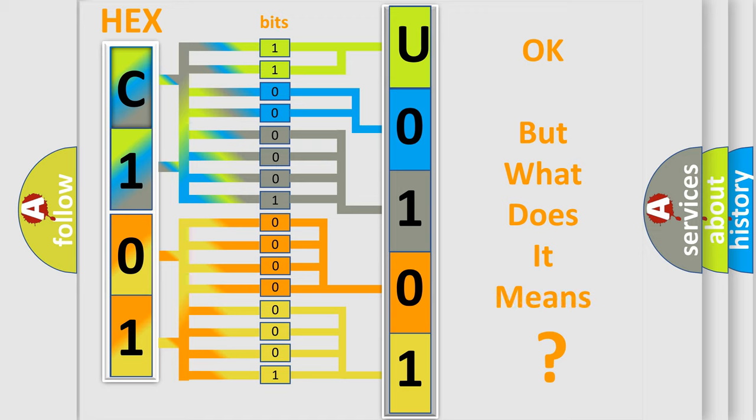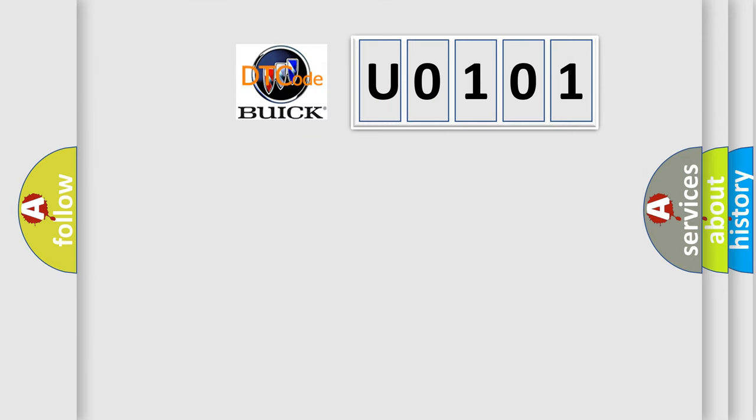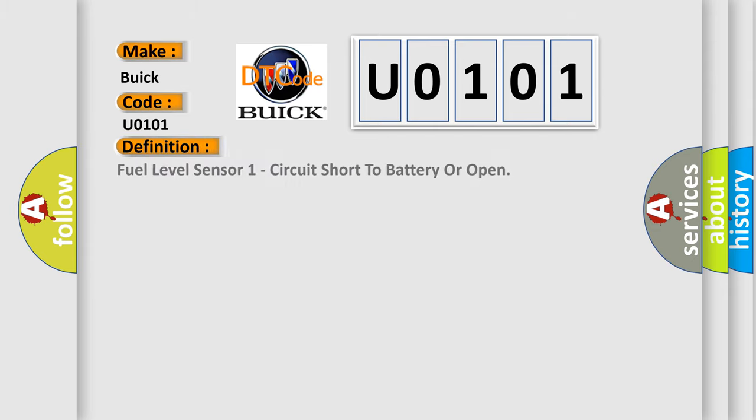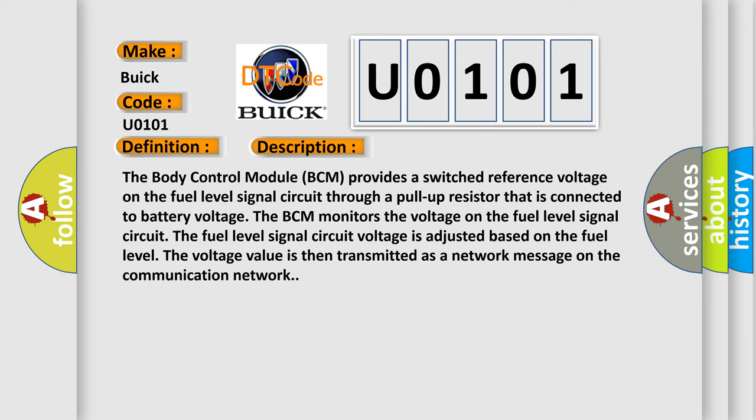The number itself does not make sense to us if we cannot assign information to what it actually expresses. So, what does the diagnostic trouble code U0101 specifically mean for Buick? The basic definition is fuel level sensor 1 circuit short to battery or open. And now this is a short description of this DTC code.